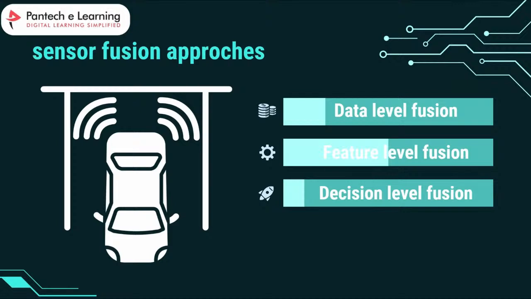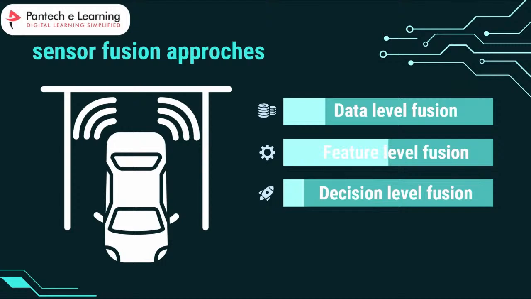So next is feature level fusion. This involves extracting specific features or characteristics from the data provided by each sensor and then combining these features into a single representation. This approach identifies key features such as edges from the camera or objects in point clouds from each sensor's data. These features are then combined to create a fused representation that highlights important information from all the sensors.